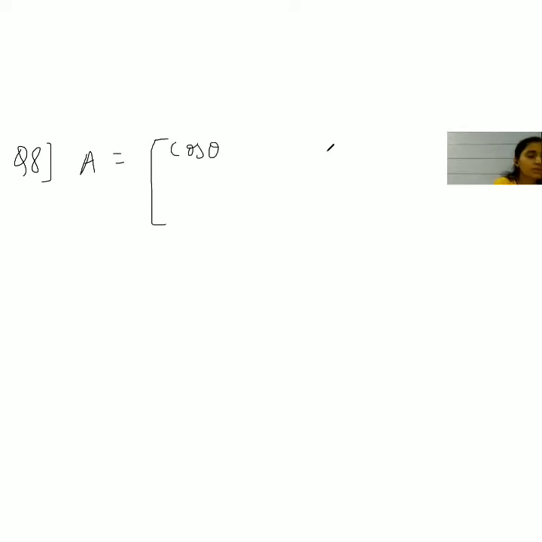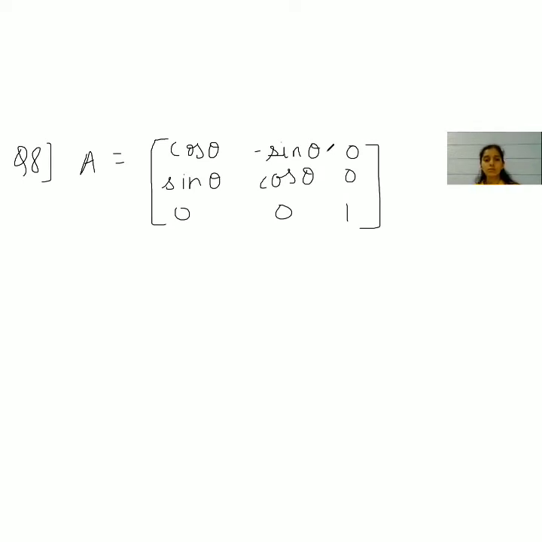Cos theta, minus sin theta, 0; sin theta, cos theta, 0; and we have 0, 0, and 1. What we have to do in this question 8 is, using row transformations, first time we will use row transformations, and second time they've asked us to use column transformations to find the inverse. Okay, so let us begin first with the row transformation.